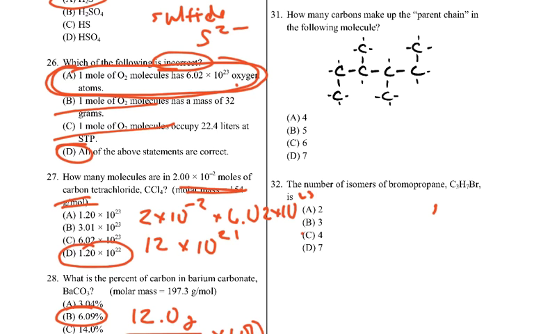Okay, 31. How many carbon atoms make up the parent chain? So the parent chain is the longest continuous chain of carbons, and in this answer it's 6. And remember that the parent chain can go around corners.